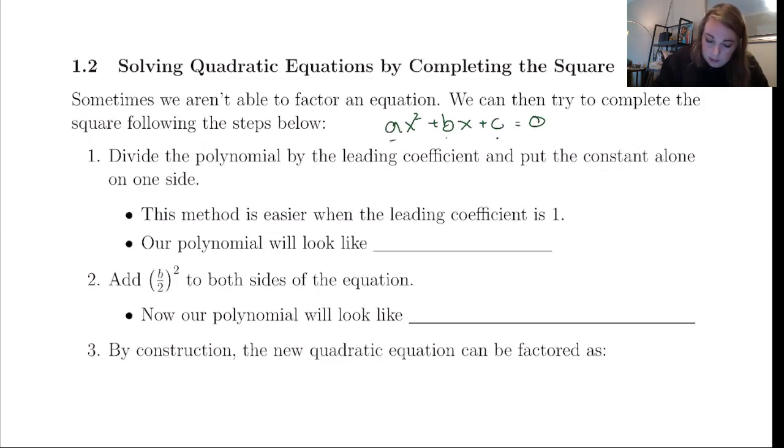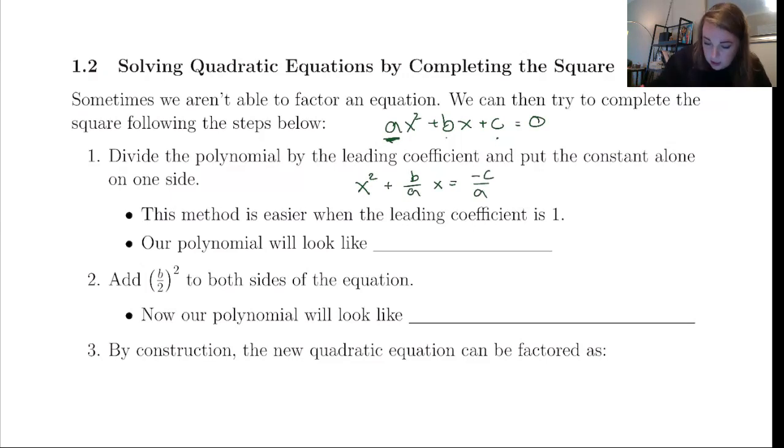So I want to divide the polynomial by the leading coefficient and put the constant unknown on one side. So what that means is this would look like, it's just because completing a square is a lot easier when the leading coefficient is 1. That leading coefficient is a. So we would look like x squared plus b divided by a x equal to negative c over a. But that looks really confusing.